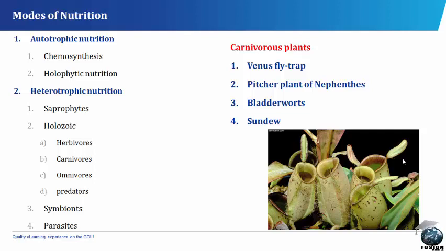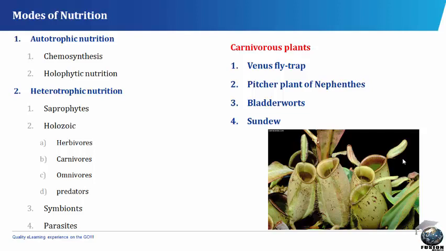The heterotrophic nutrition. All animals, fungi, protozoa, and some bacteria depend directly or indirectly on autotrophs for food. They are referred to as heterotrophs. Organisms concerned depend on already made food. Examples are as follows. 1. Saprophytes. 2. Holozoic. 3. Symbionts. 4. Parasites. Saprophytes feed on dead remains of plants and animals. Example: rhizopus, mucor, fungi, bacteria, etc., releasing extracellular enzymes.